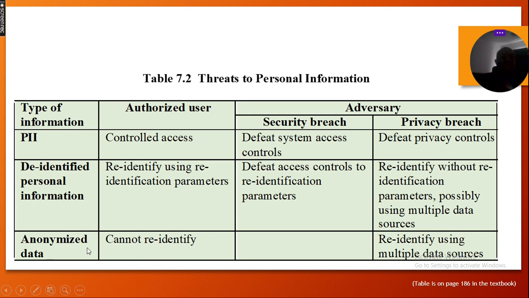Now, anonymized data is also a type of data. So we have PII, we have the de-identified personal data, we have anonymized data. Now, this one cannot carry out re-identification, and the adversary finds it difficult to attack your security because you don't have a re-identification parameter. So there is no security breach, but they can only try a privacy breach. Okay, they can only try on your privacy.